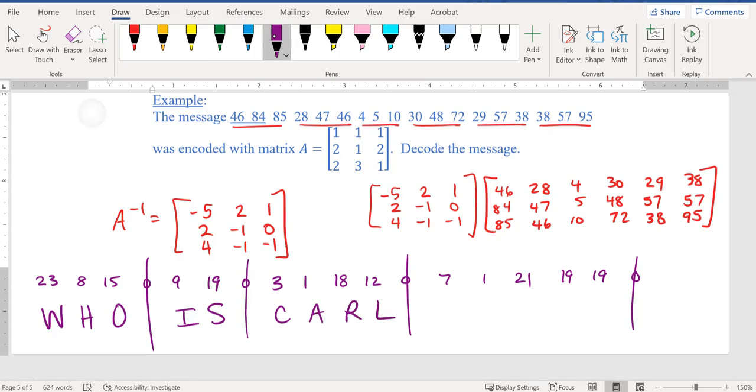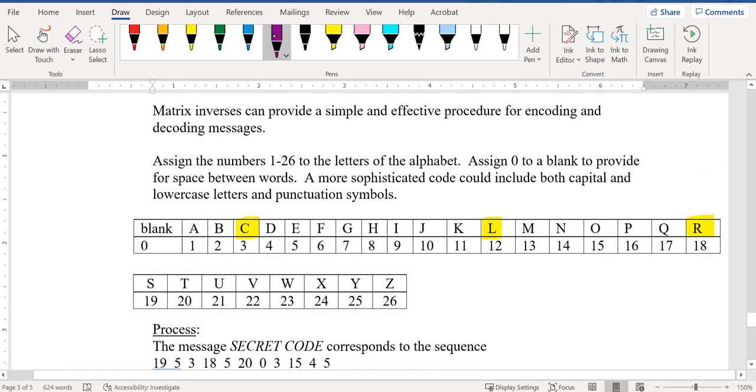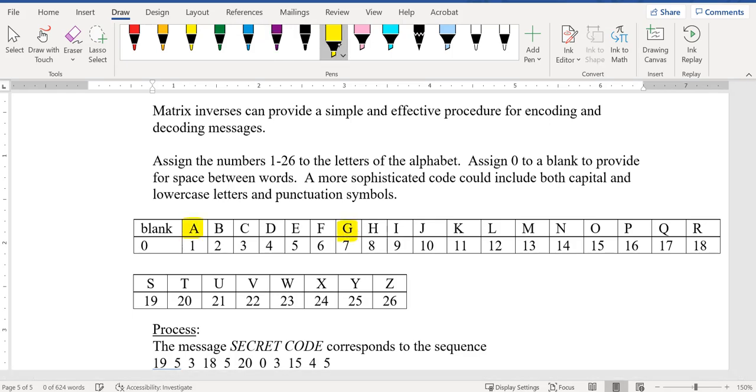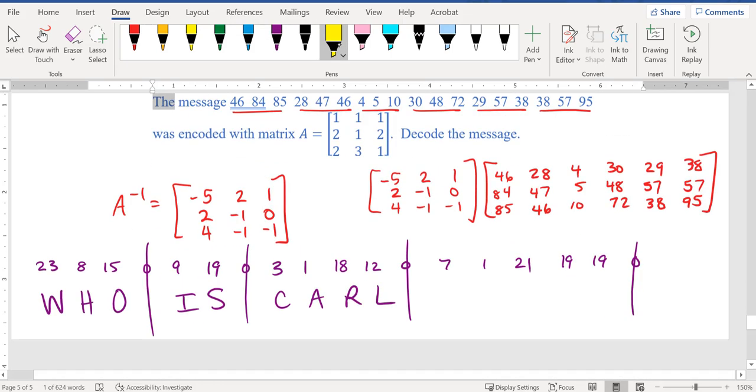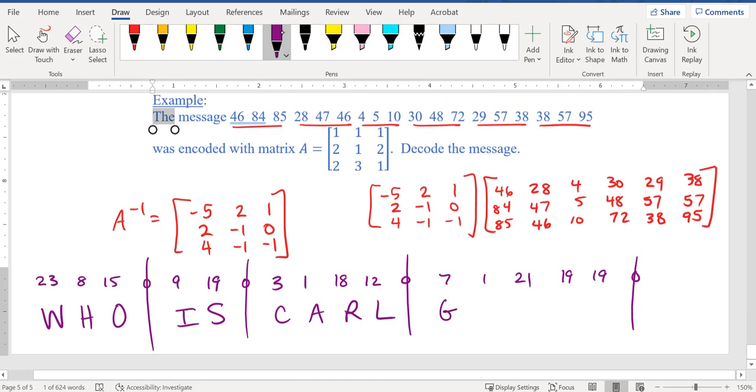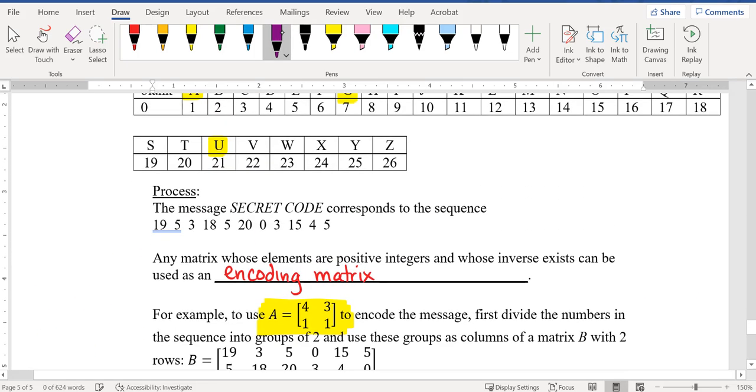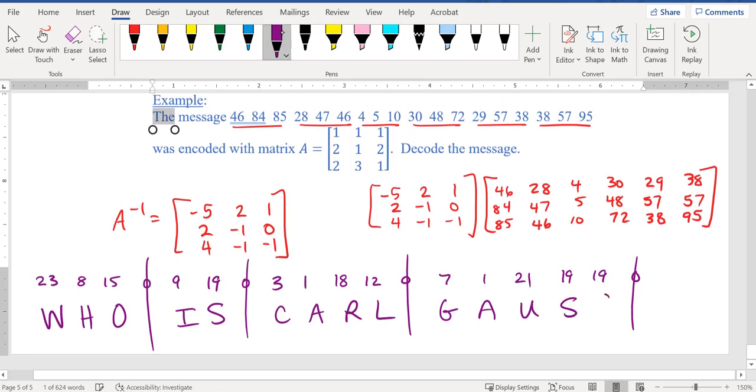Then 7, 1, 21. G-A-U. And then 19 twice. 19 is S. "Who is Carl Gauss?" is the message.